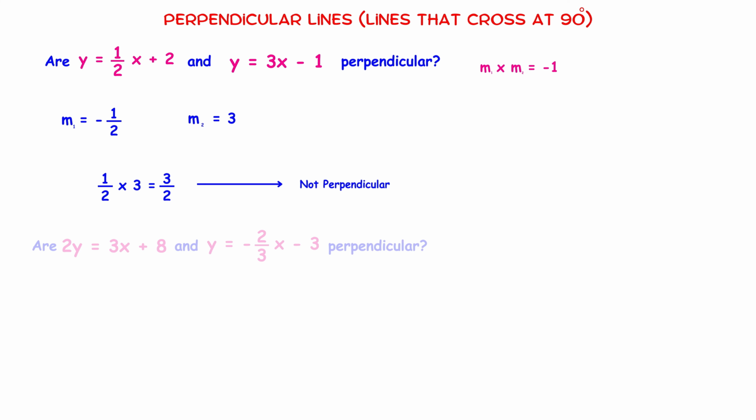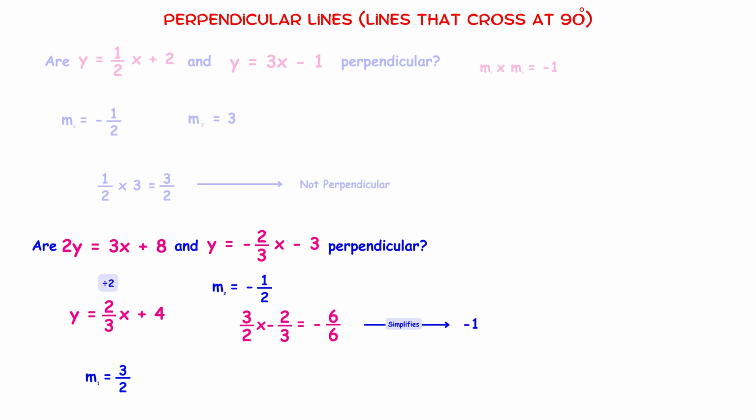For this next one, we first of all need to change the 2y equals 3x plus 8 equation into the form of y equals mx plus c, because that will allow us to easily find its gradient. So to do that, we just divide the whole thing by 2 to get y equals 3 over 2x plus 4. And now that we've done that, we can tell that the gradients of our lines are 3 over 2 and minus 2/3. So to check if they're perpendicular, we just multiply these together by doing 3 over 2 times minus 2/3. And that gives us minus 6 over 6, which actually simplifies down to minus 1. So these two lines are perpendicular.